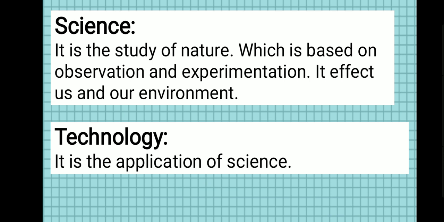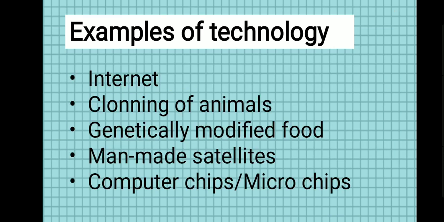Science is the study of nature in which we are observing things and experimenting with them, and it will be affecting us and the things that are present around us. Then after that, technology. Technology is the application of science, meaning wherever you are applying science to make something, it will be technology. So further, let's move towards the examples of technology.